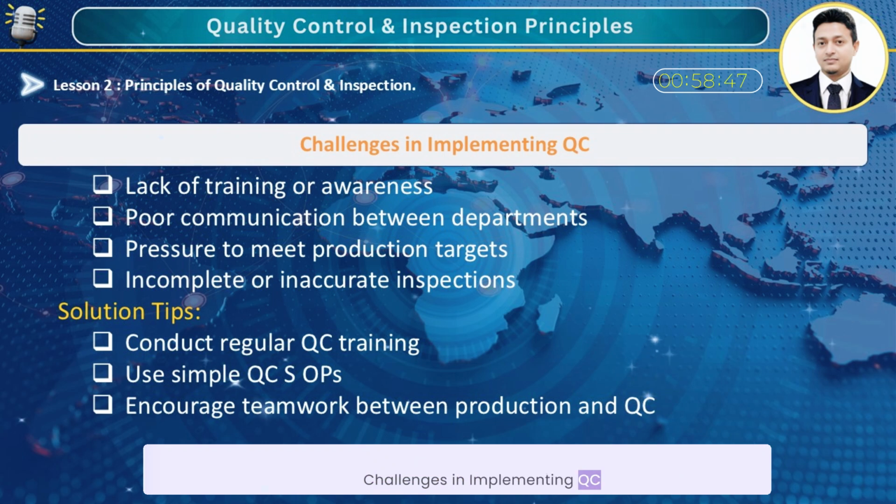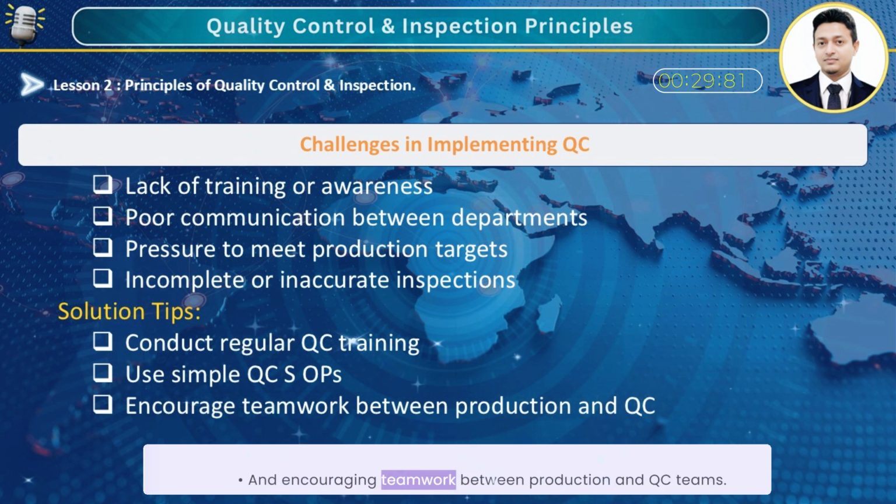Challenges in implementing QC. Of course, QC also comes with challenges, such as lack of training or awareness, poor communication between departments, pressure to meet production targets, and incomplete or inaccurate inspections. Some solutions include conducting regular QC training, using simple QC standard operating procedures, and encouraging teamwork between production and QC teams.